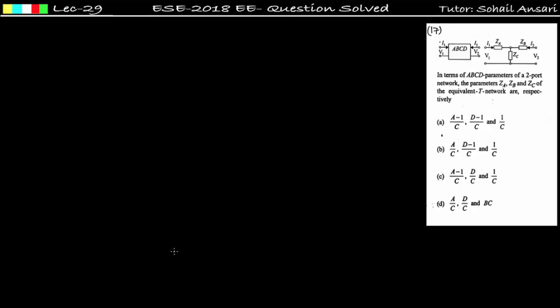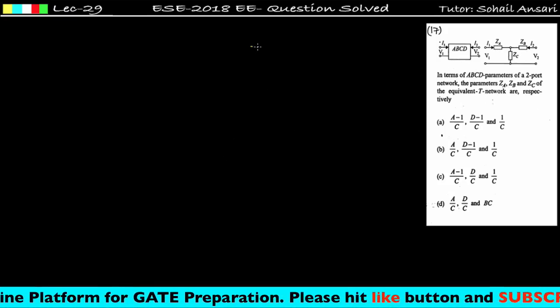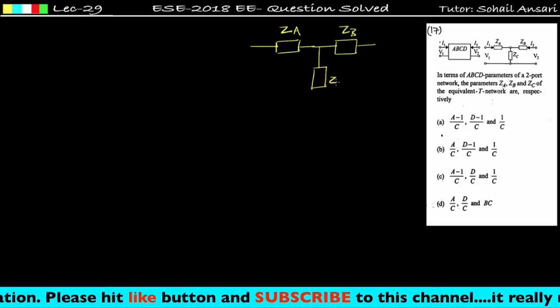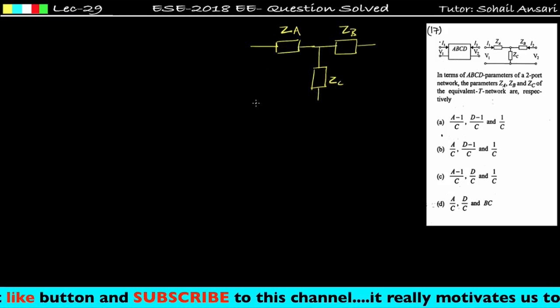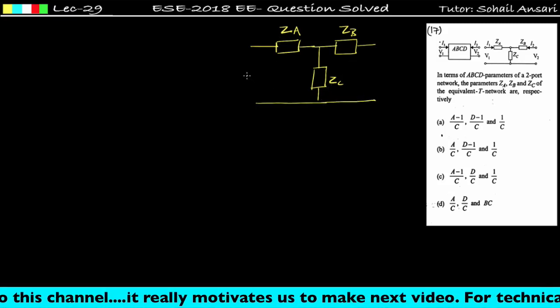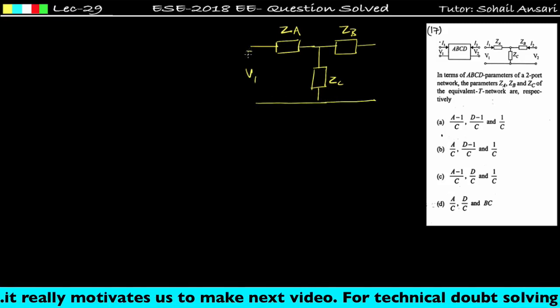See the next problem. This is a very good problem. In terms of ABCD parameter of a two-port network, the parameters ZA, ZB, ZC of an equivalent T network are respectively. We have to find the ZA, ZB, ZC in terms of ABCD parameter. So this is a T network, right? This is ZA, this is ZB, and this is ZC, and this is the T network. Okay, and we have to find the value of ZA, ZB, ZC in terms of ABCD. So how will I find?